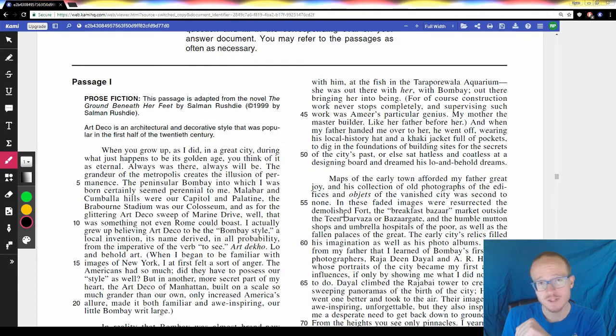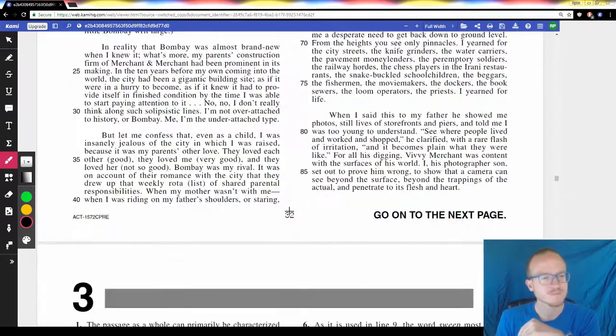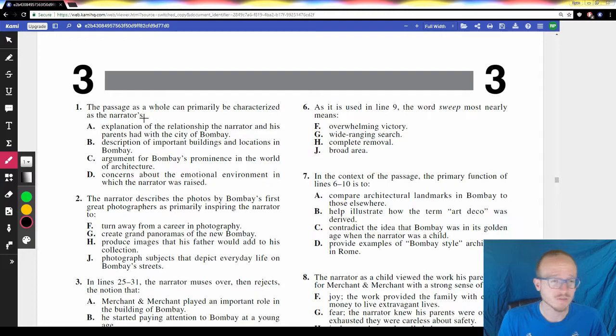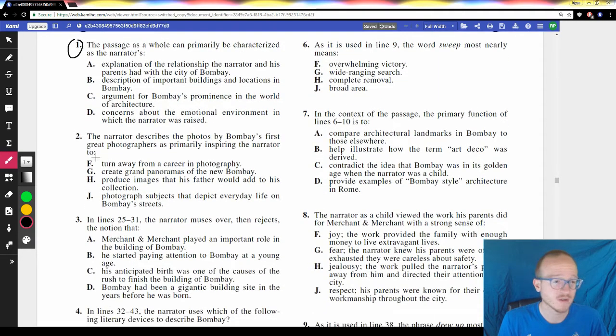For our purposes, I'm actually just going to go directly to the questions without reading the passage. I'm going to show you how we can make that work by using line citations and clever multiple choice reasoning in order to figure out the correct answers here. So when I'm looking at one, the passage as a whole can primarily be characterized. This is one where, if I haven't read the passage, I'm just going to have to skip. So I'm going to circle this and come back to it.